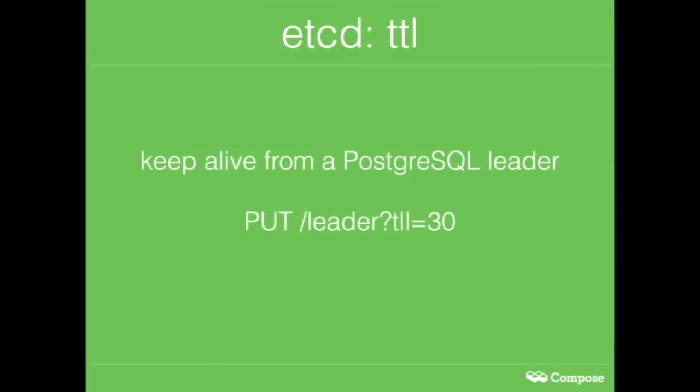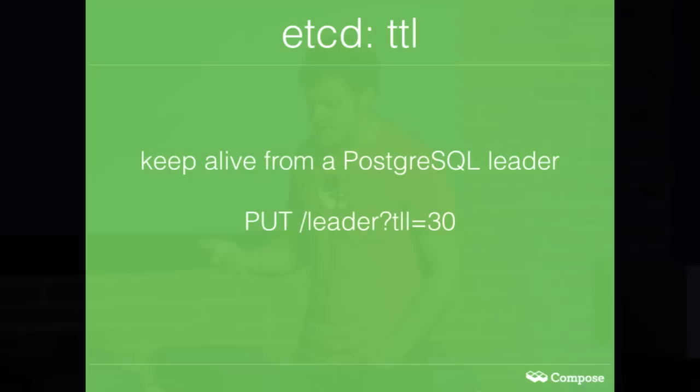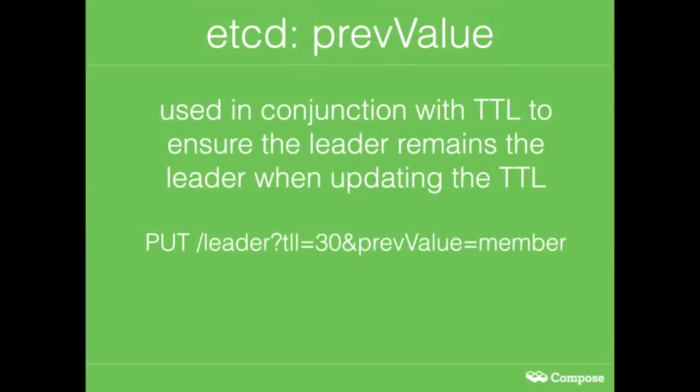Now, keep alive from a Postgres leader. The lock mechanism that we use within this project is a TTL. So we use TTL equal 30. Oh, that's a typo. That should be TTL, not TLL. So TTL equal 30. Every time that loop runs, it'll update the TTL key.